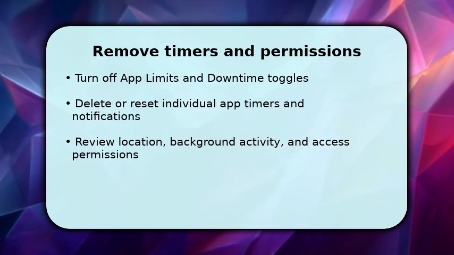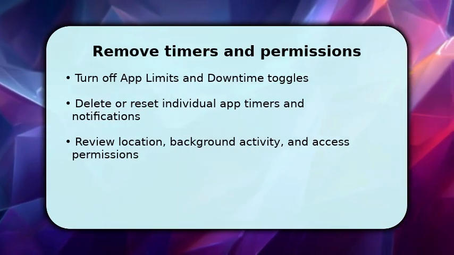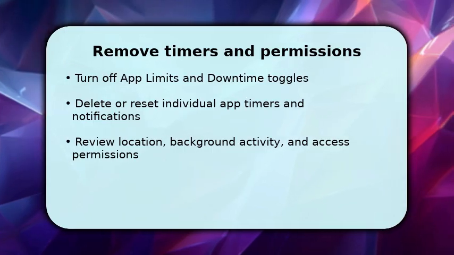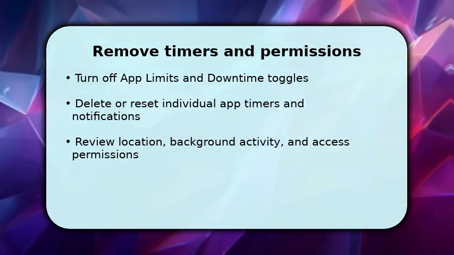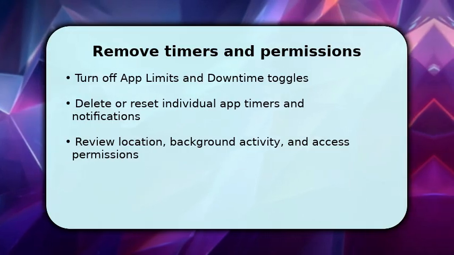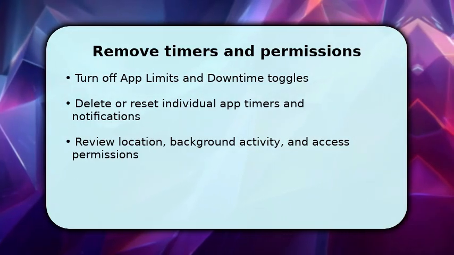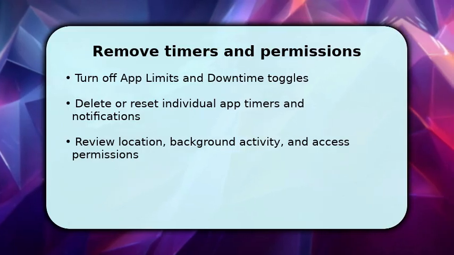Now you will remove the actual controls that record or limit screen use. Go into App Limits and toggle each limit off, then disable downtime and any scheduled slips. Next, open each high-usage app and delete its timer or reset usage data.